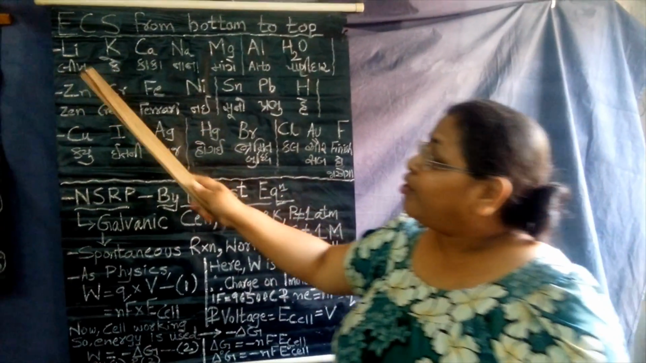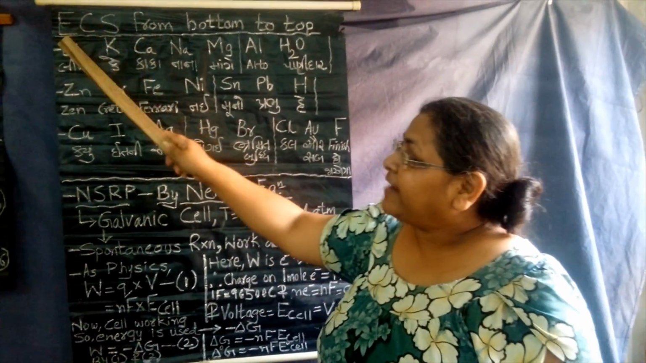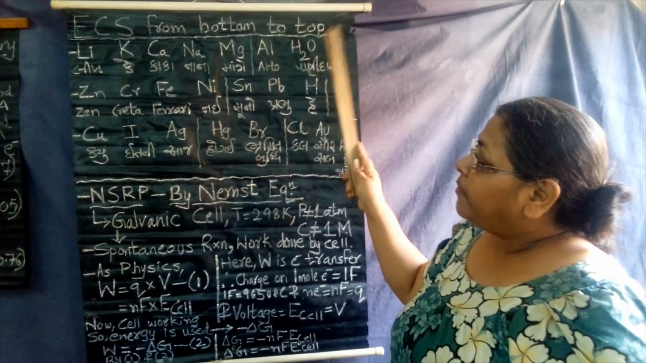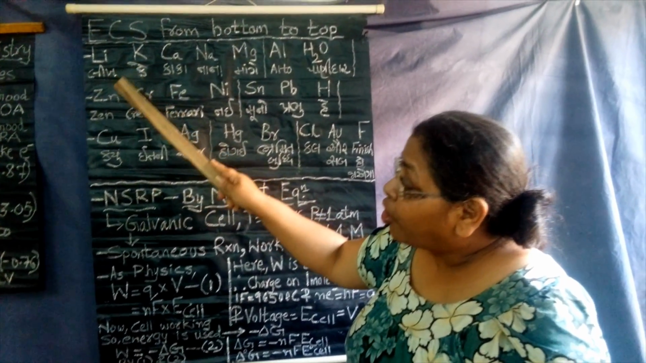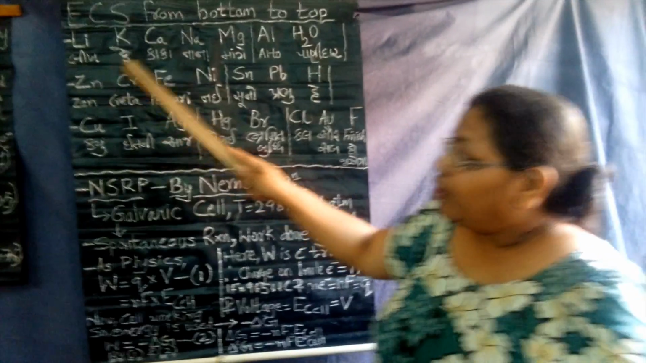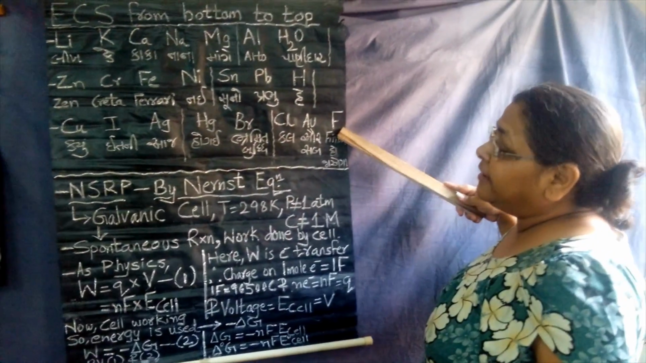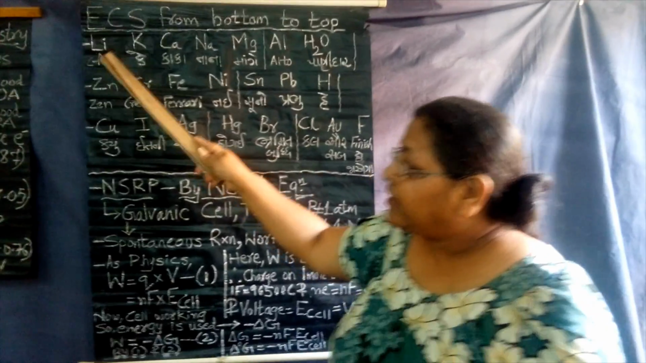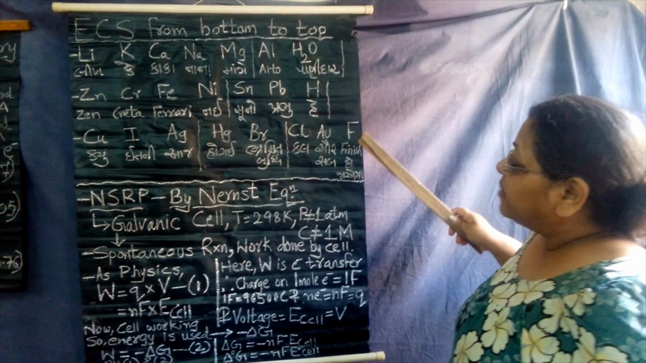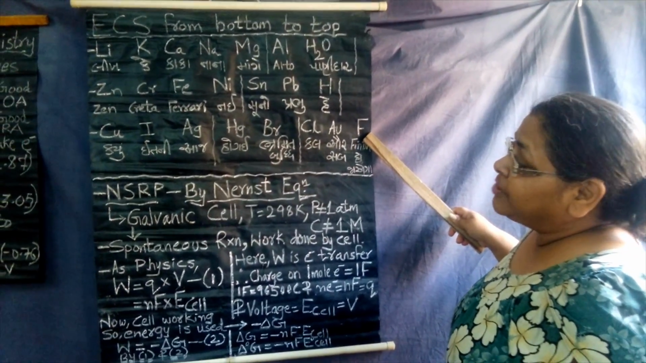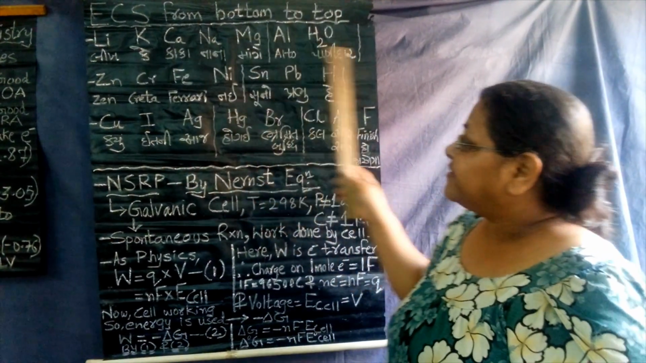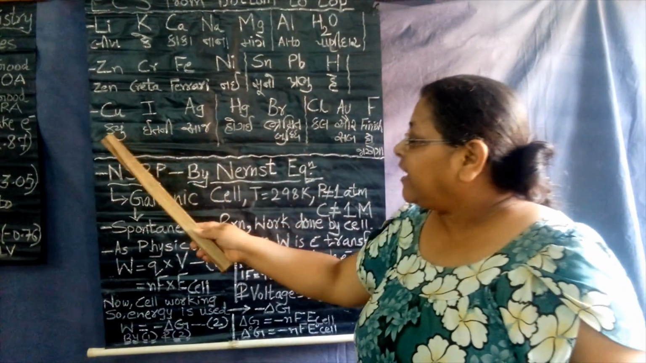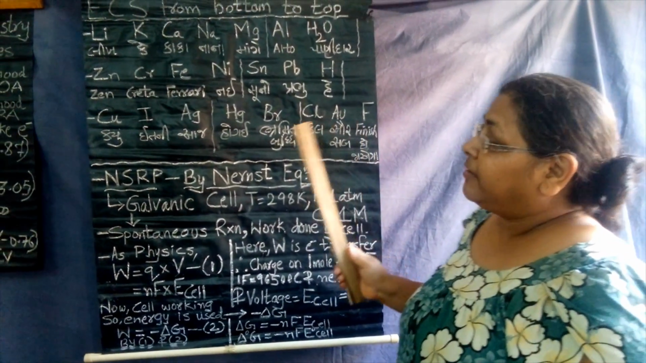Now, as I told, the electrochemical series, here I have written from bottom to top. It means from strong reducing agent to strong oxidizing agent. As I just told, lithium is the strong reducing agent and fluorine is the strong oxidizing agent. But how to remember the series? I have written some tricky words for you to remember it.